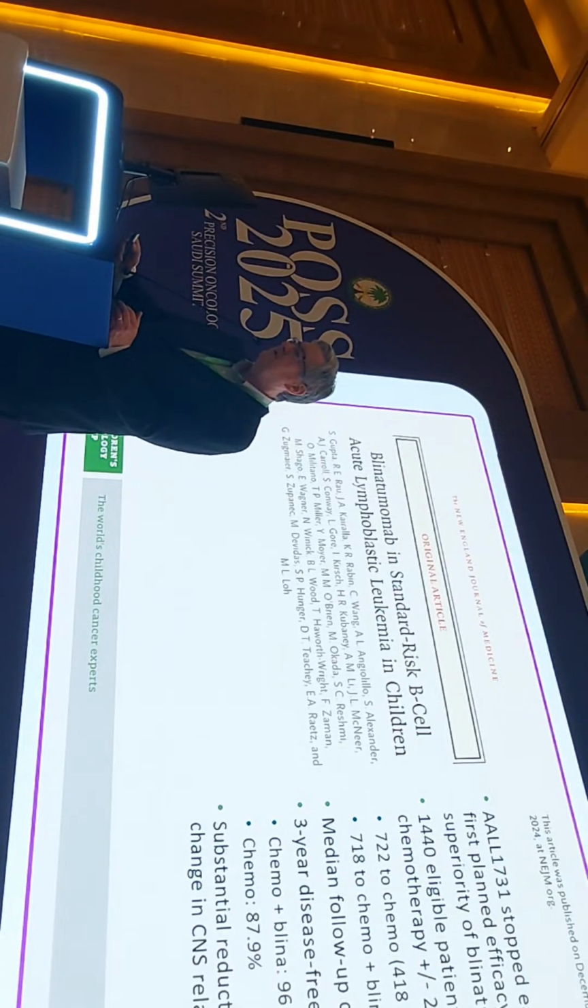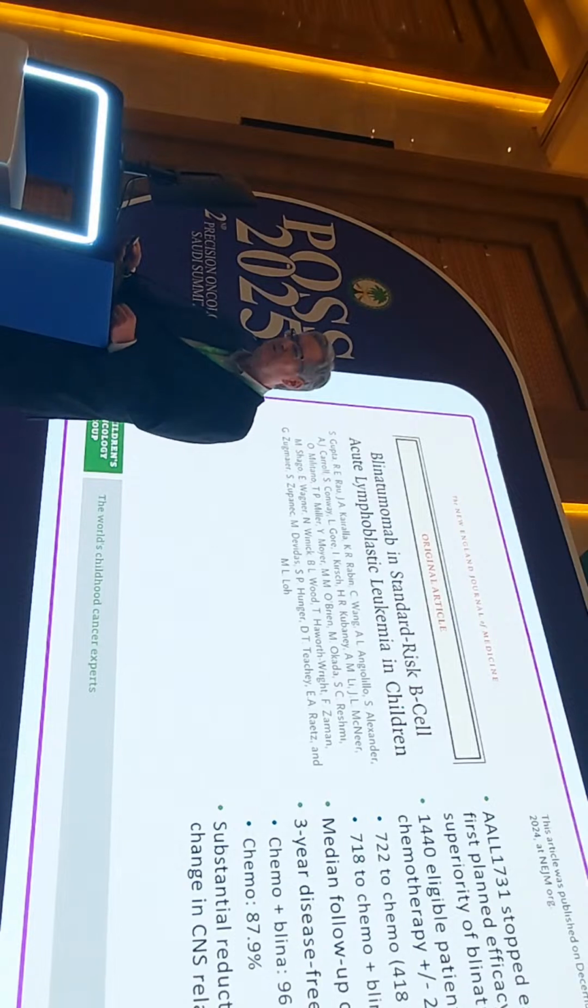treatment categories. The 3-year disease-free survival rates, which were highly statistically significant, were 96% for chemotherapy plus blinatumomab versus 88% for chemotherapy alone. This was a substantial reduction in bone marrow relapses, but no change in central nervous system relapses. Now, I'll call your attention to this hazard ratio, 0.39. Hazard ratio in the adult study was 0.41. So in both studies, in very different populations, we saw roughly a 60% decrease in failure rate with blinatumomab. This degree of reduction in event rate is really unprecedented in pediatric oncology.